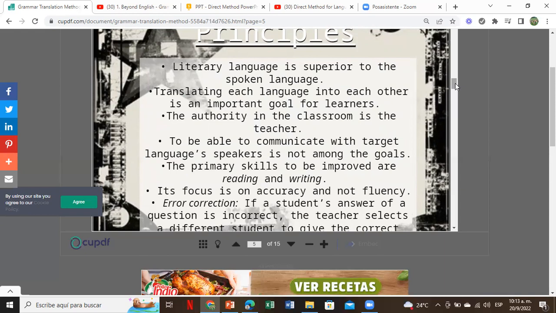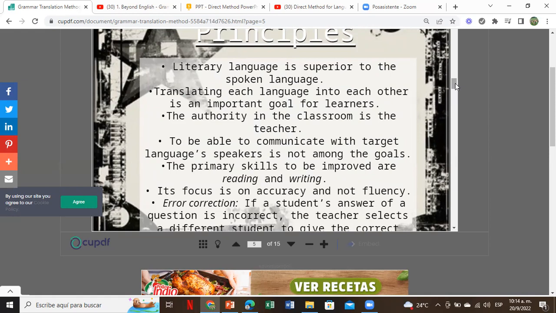Grammar translation is followed by the teacher's guide. It means like, teacher, what does it mean? What does it mean that? And try to teach in the way that, okay, look for the synonym. I don't like it, teacher, because I know, look for the synonym. You are the authority. To be able to communicate with the target language speakers is not among the goals.